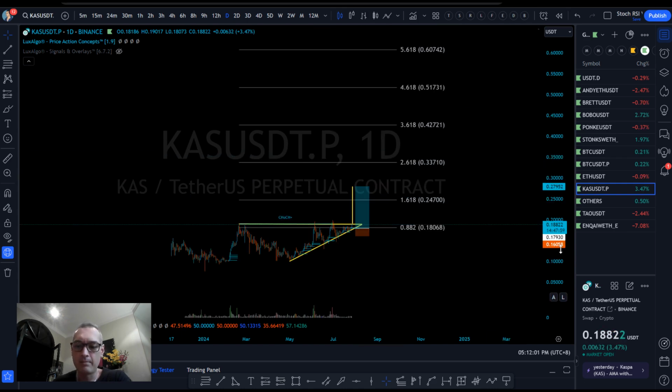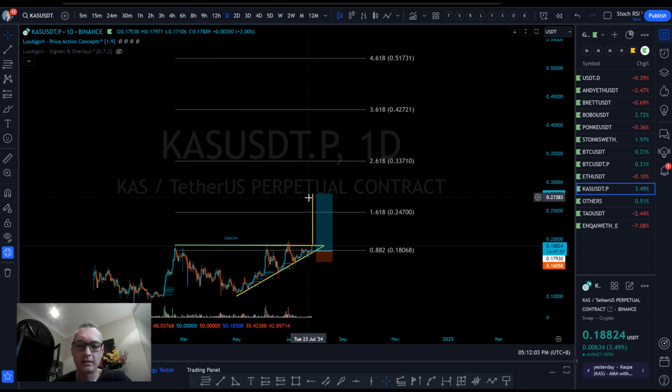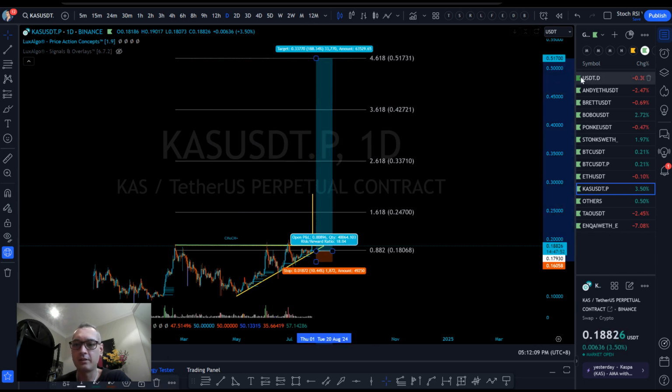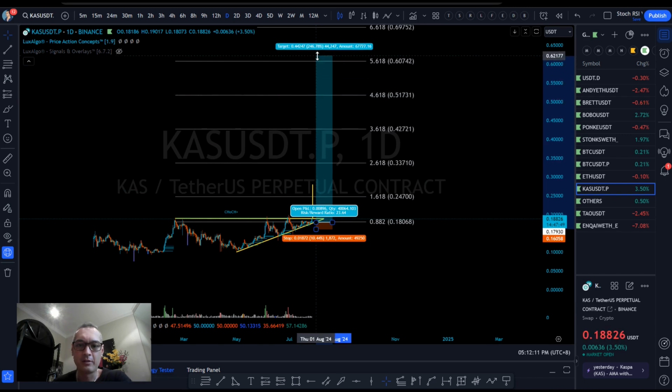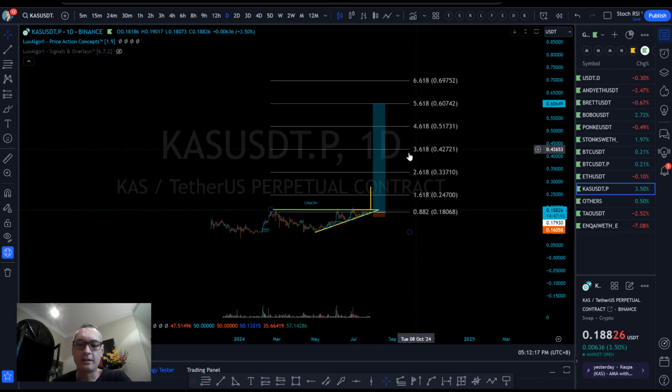However, there's so much hype with Kaspa. I can see this thing going even way further than this. You know, this is only like a 2-3x from here, but I mean, in the hype of the bull run, I could see this thing continuing to do very strong.